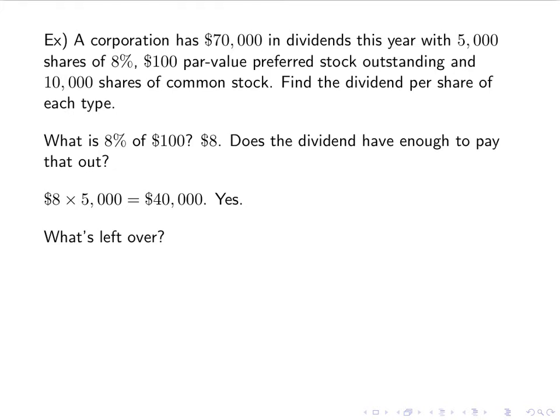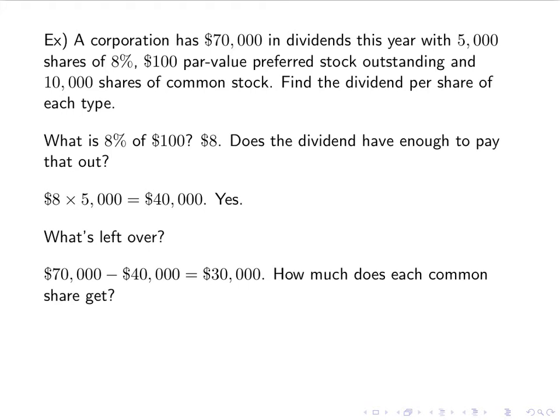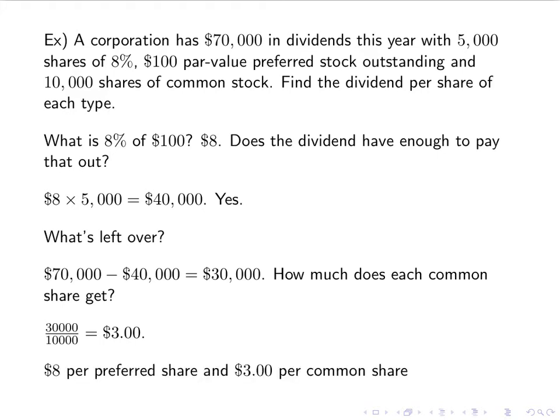The next thing we ask is what's left over. So we subtract: the dividend, 70,000, minus what we need to pay off the preferred shareholders, the 40,000. So there's $30,000 left over. That amount is what's going to get divided among the common shares. We take the 30,000, divide by the 10,000 shares of common stock, and we get $3. So our final answer is the following: $8 per preferred share and $3 per common share.